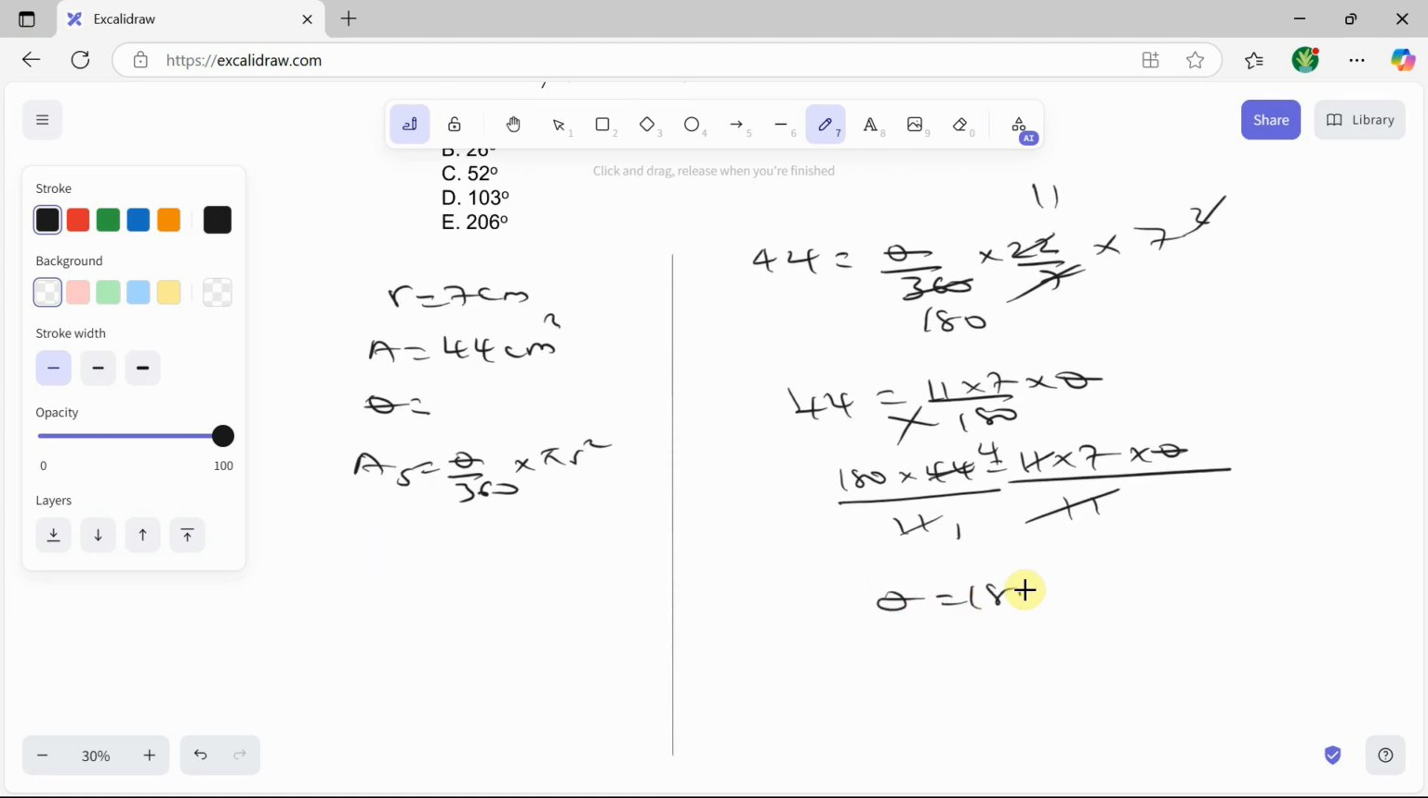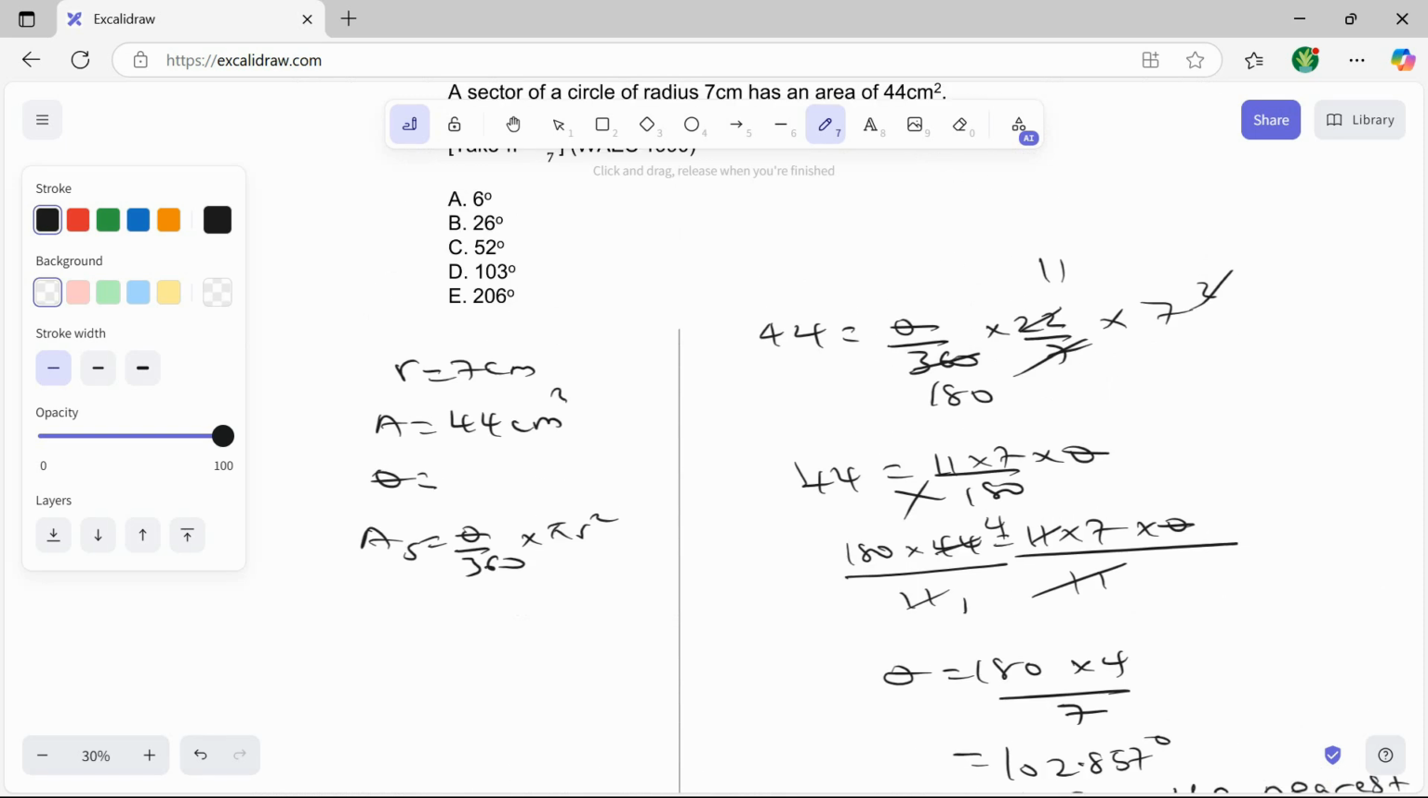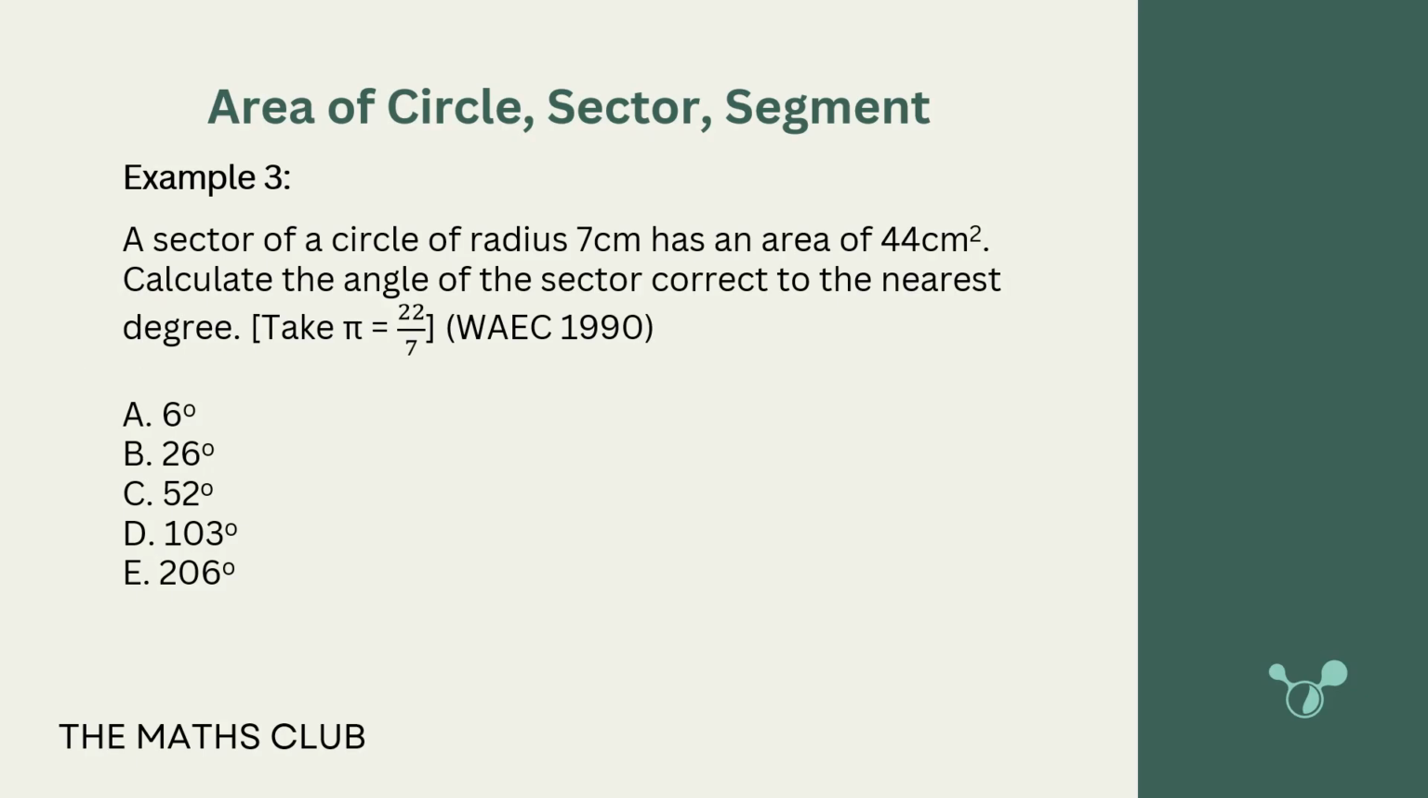So our theta is basically 180 times 4 all over 7. And that gave me 102.857 degrees. But they told us that we should do it to the nearest degree, which is approximately, this is 8, so it will be 103 degrees. So to the nearest degree. Great, and that should be option D. Let's see if our answer is correct.